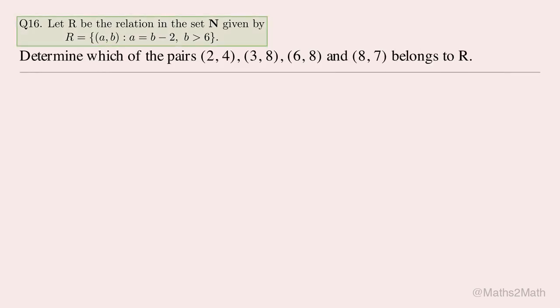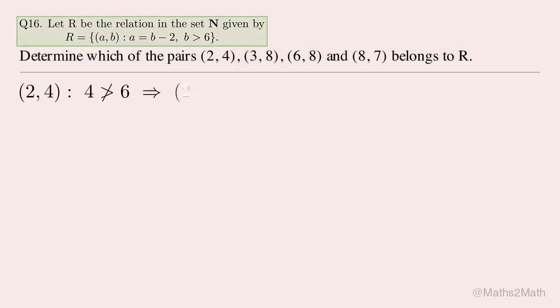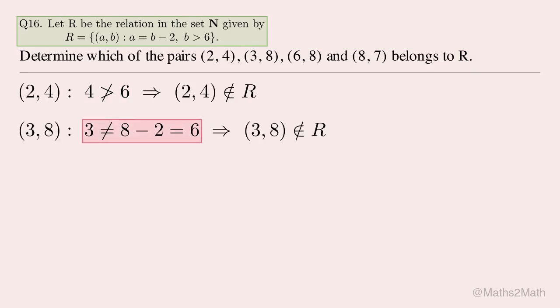Question 16, the last one. A relates to B when A equals B minus 2 with B greater than 6. Which of the pairs 2, 4, 3, 8, 6, 8, and 8, 7 belongs to R? Check 2, 4. B is 4 which is not above 6. Rejected. Check 3, 8. B is fine but 3 is not 8 minus 2.